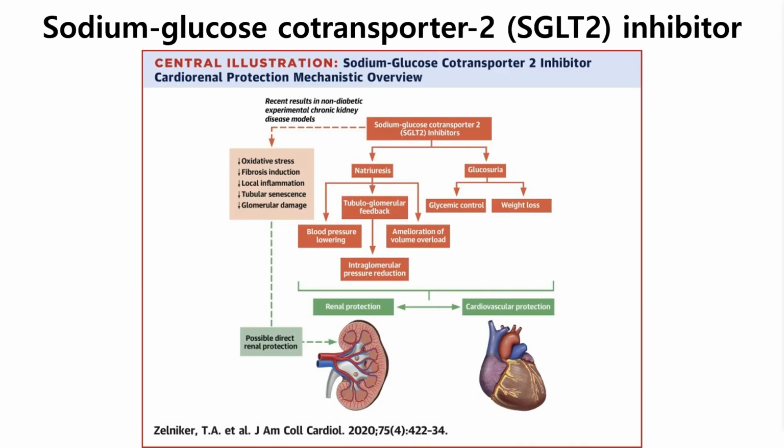Sodium glucose cotransporter 2 inhibitors can lower blood glucose level, reduce body weight, and lower blood pressure by inhibiting proximal tubule glucose reabsorption and promoting urinary sodium and glucose excretion. SGLT2 inhibitors have been shown to significantly reduce atherosclerotic events, hospitalization for heart failure, cardiovascular and total mortality, and progression of chronic kidney disease.